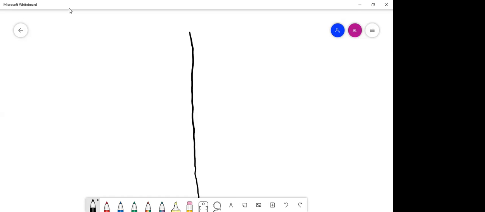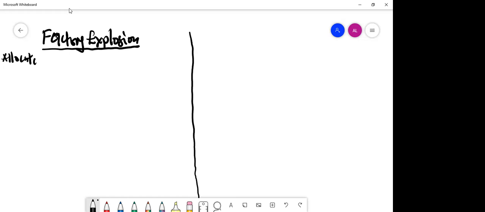So what are we doing here? So let's take a look. CGU, factory explosion. Okay, I think I'm improving on my handwriting, I think. Yeah, I'm getting used to it. Okay, so I will now say allocation of impairment loss. That will be our title. Allocation of impairment loss to a CGU.